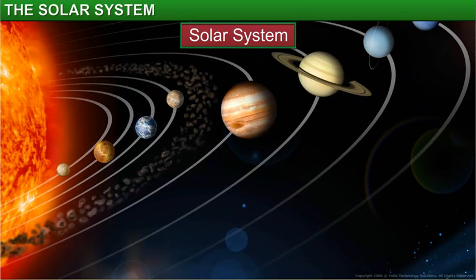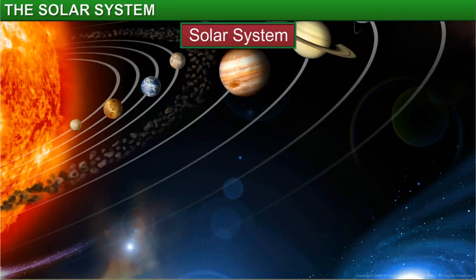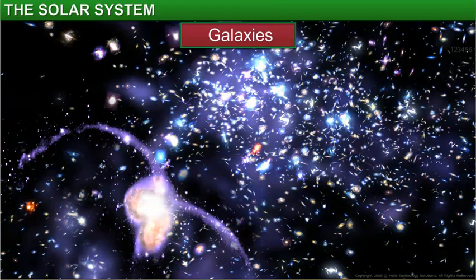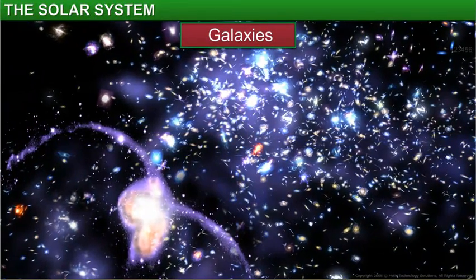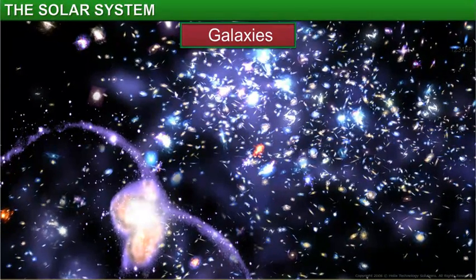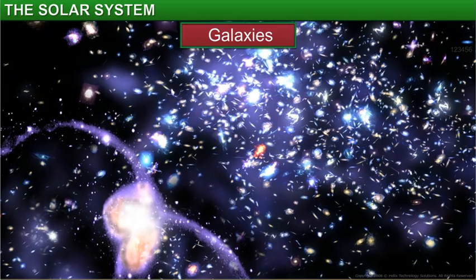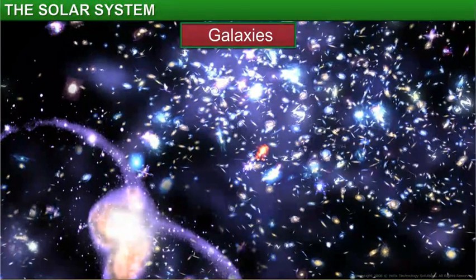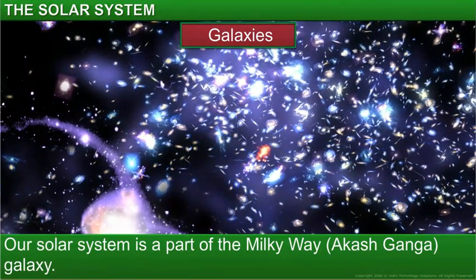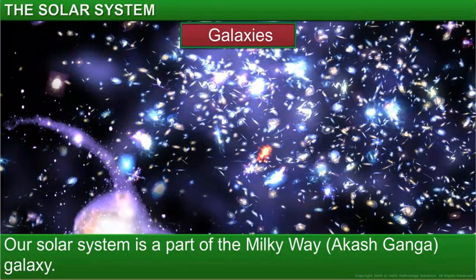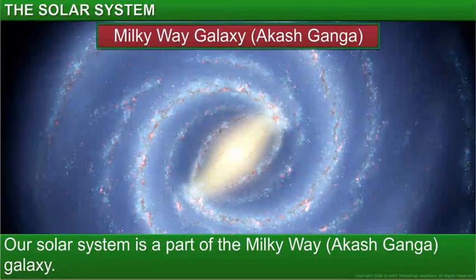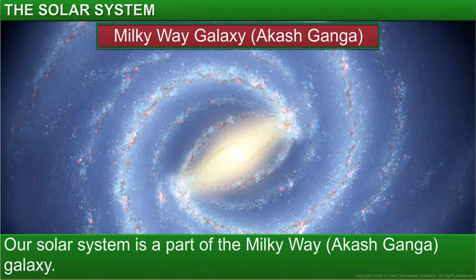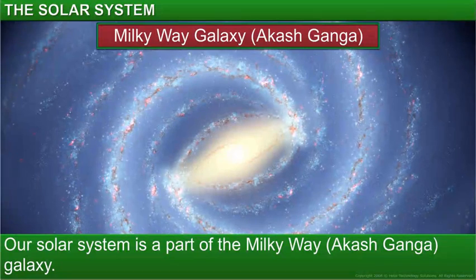Further beyond the solar system, we can see clusters of stars scattered across. These clusters are called galaxies. Galaxies are made up of billions of stars, clouds of dust, and gases held together by gravity. More than 100 billion galaxies have been observed in the universe. Our solar system also belongs to one such galaxy. It is called the Milky Way. Doesn't it look like a river of light flowing in the sky? No wonder our ancestors called it the Akash Ganga.